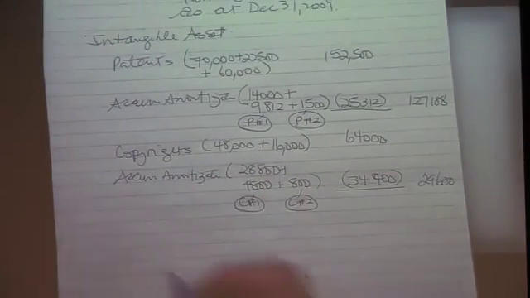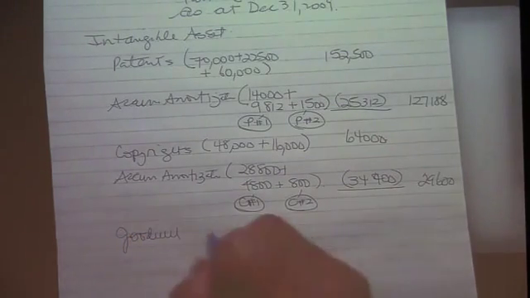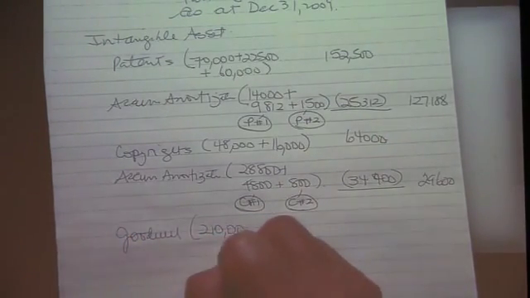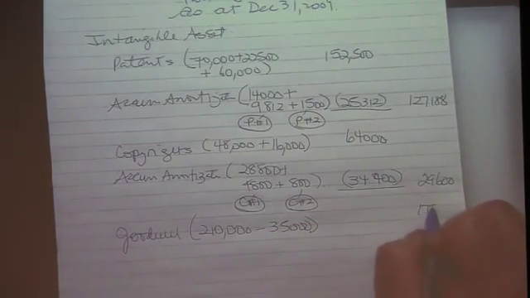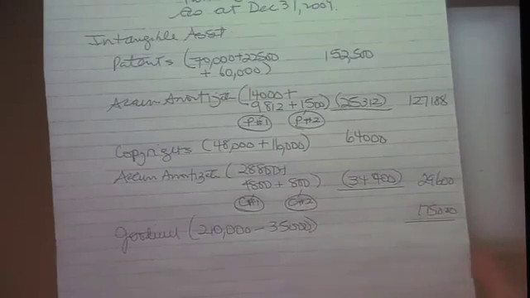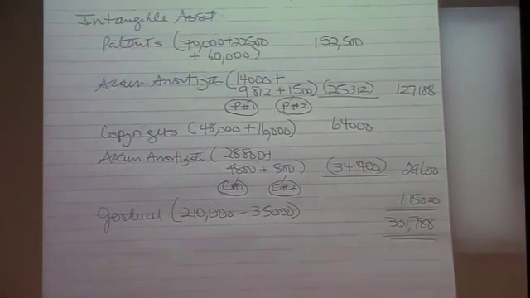Then we have goodwill. And goodwill, we had $210,000. Then we had an impairment of $35,000. If you remember, that's $175,000. The total intangible is $331,788. Okay? Thank you.